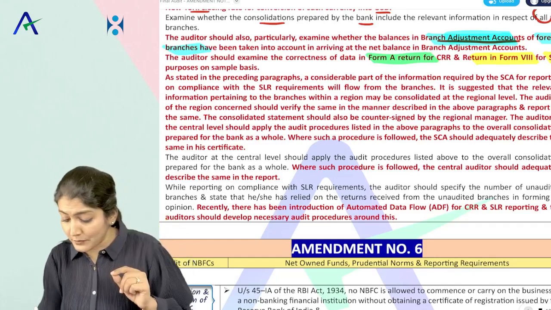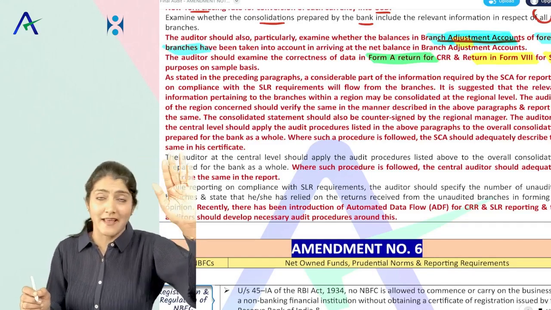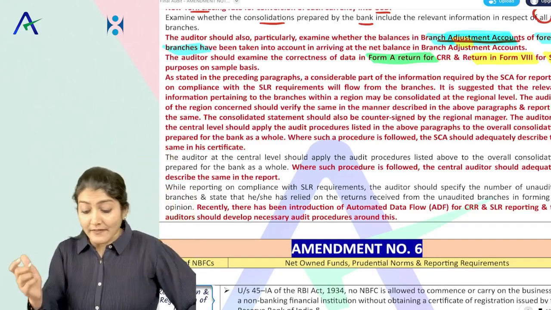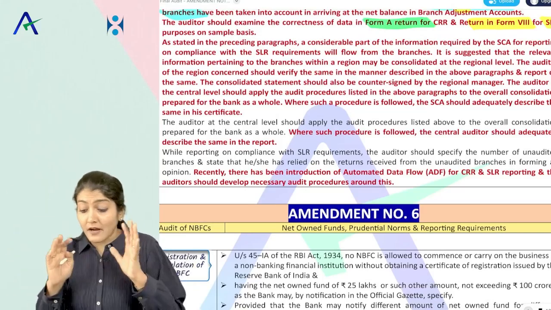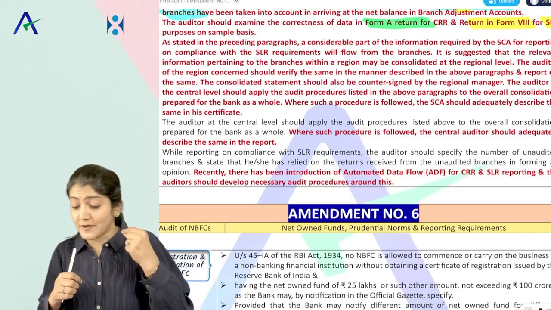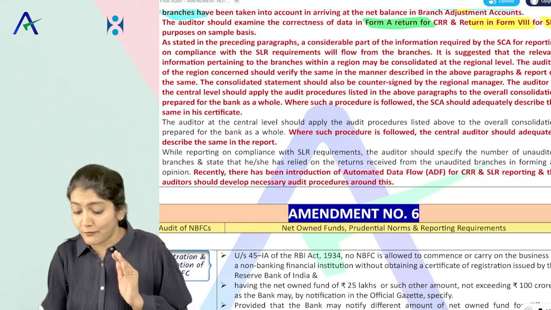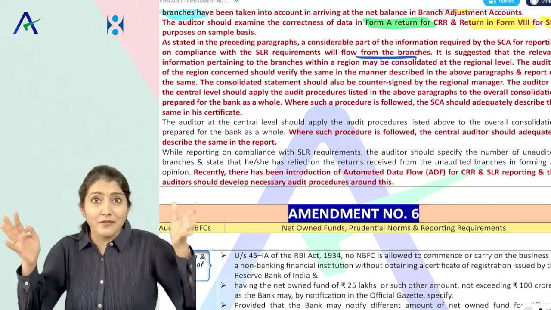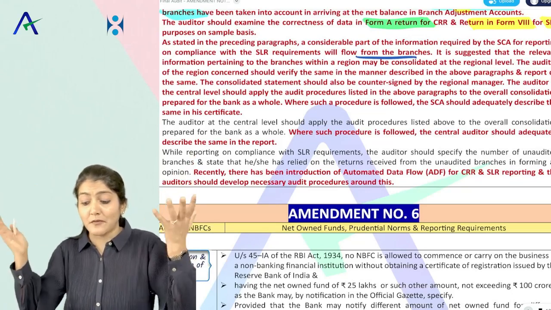Right, so auditor, you need to examine the balance of the branch adjustment account of the foreign branches. Has it been taken into consideration? Then the correctness of the data. Then, as stated in the above paragraphs, a considerable part of the information required by the SCA, the Statutory Central Auditor, for reporting on compliance with the SLR requirement will flow from the branches. Like I told you, if there are 22,000 branches, the data is going to come from all the 22,000 branches.